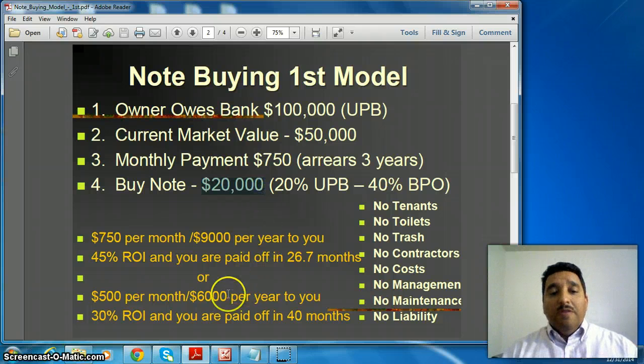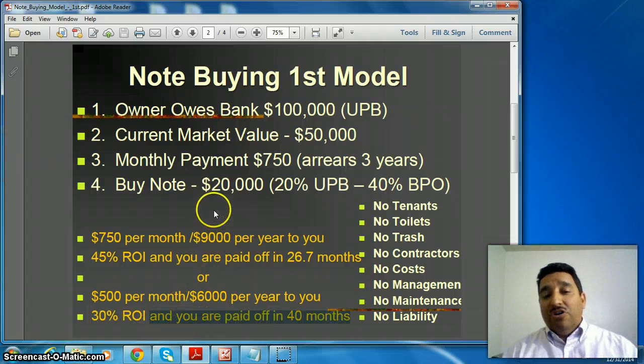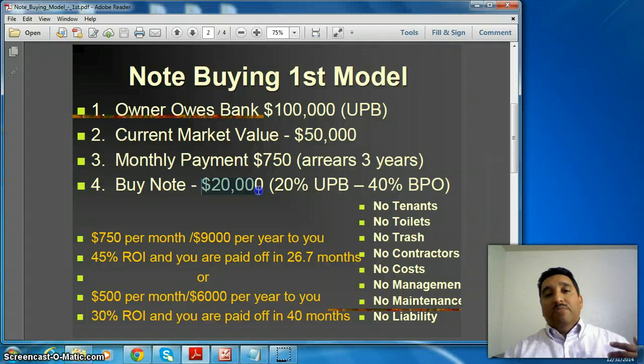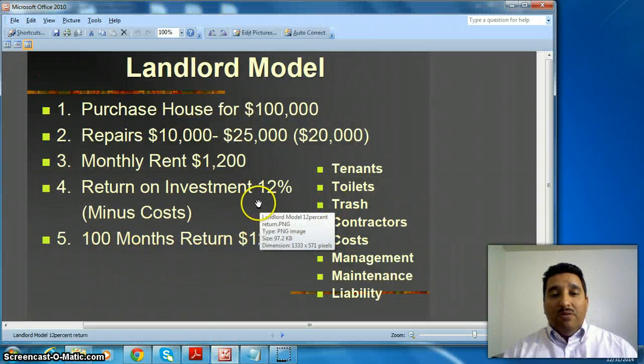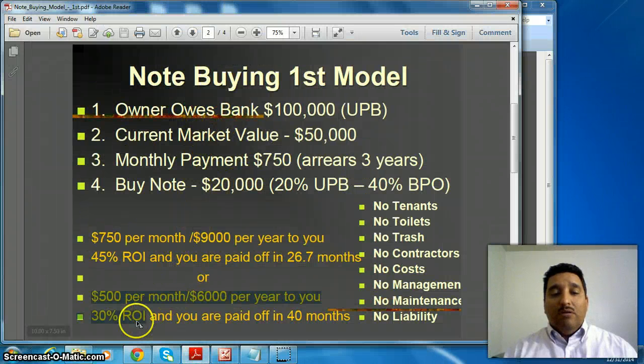$20,000, and you get a 30% return on your money. And you're going to pay that off in 40 months. You get all your money back, $20,000, in 40 months based off of $500 payments per month. That's a 30% return. Which one's better? The landlord model at 12% or the note buying model at 30% even when they're paying less?